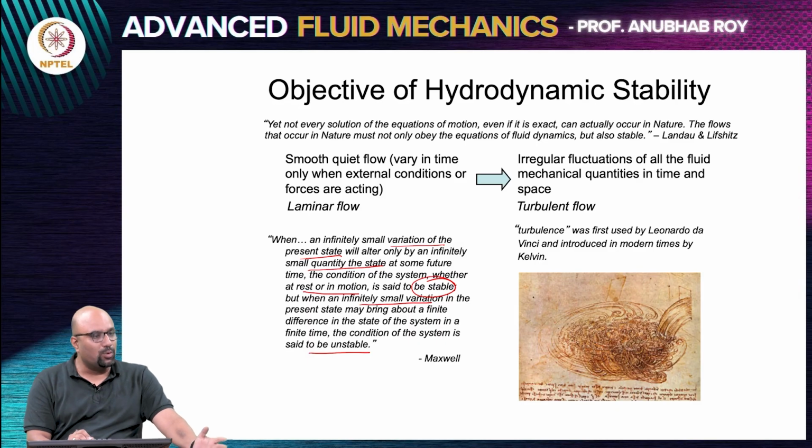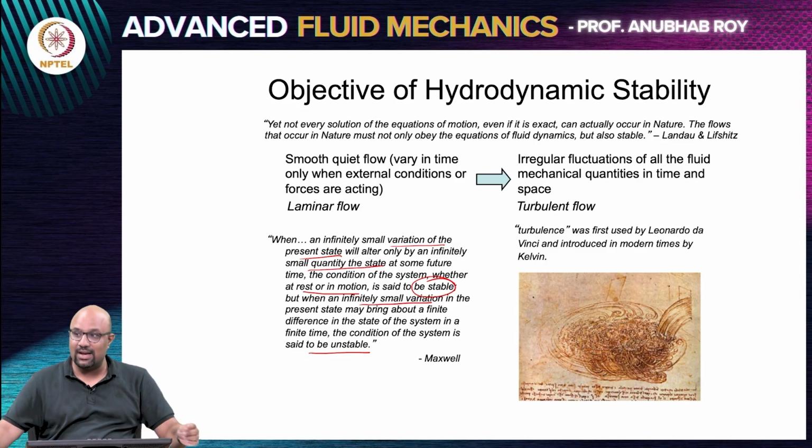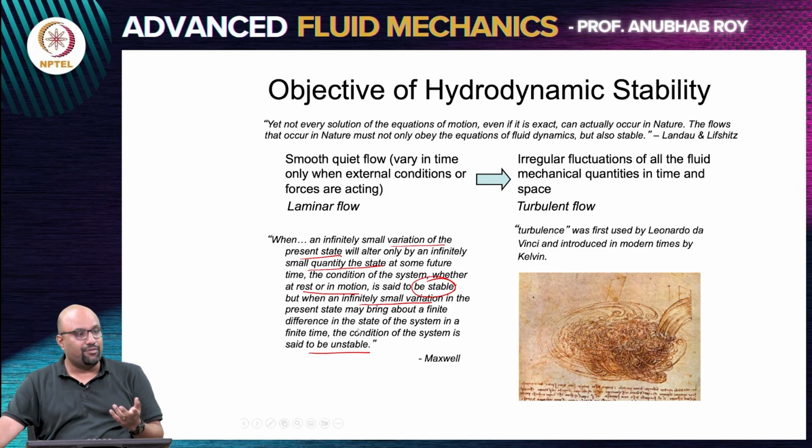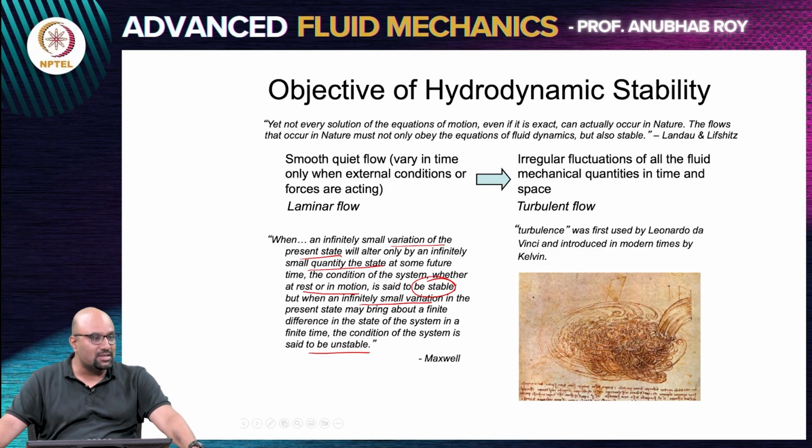So what happens post the instability is a second question. But the first question to ask is whether you would actually move away from your current flow state, given that there are small disturbances that you have added. If that is what is happening, then the system has become unstable. This is the classic way to understand stability, whether you are talking about fluid mechanics or anything else. This is the classical approach of understanding stability.